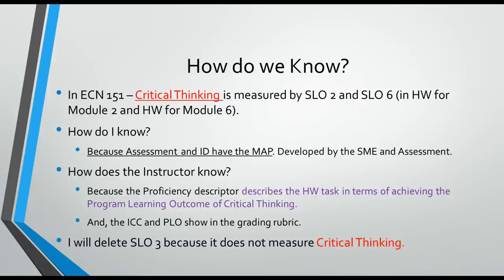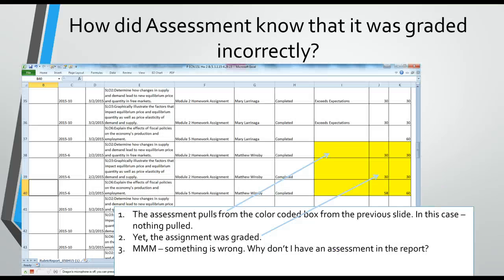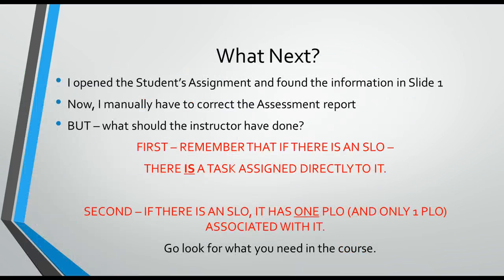First of all, the proficiency descriptor is going to describe the homework task in terms of achieving the program learning outcome, in this case, critical thinking. And then also the ICC and the PLO show directly in the grading rubric. Now on the previous screen, I know that SLO 3 is a quantitative reasoning SLO, so I will be going in and manually deleting that. Currently, the report pulls everything, all the SLOs that are Module 2. So I have to manually delete SLO 3, which is for quantitative reasoning, not for critical thinking.